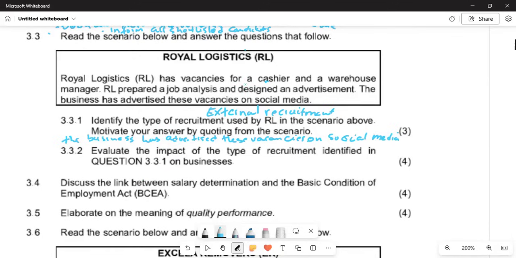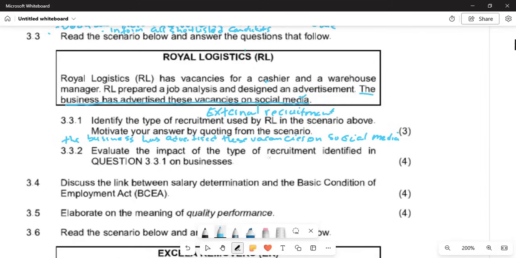It says that the business has advertised these vacancies on social media. So it means that the business was going out, looking outside the business. They were not recruiting internally because this was advertised on social media. So that is that.